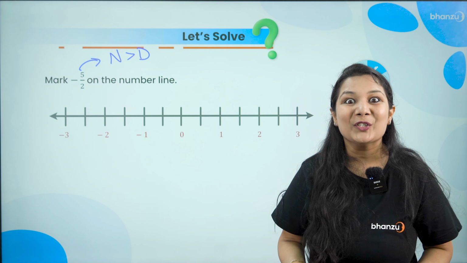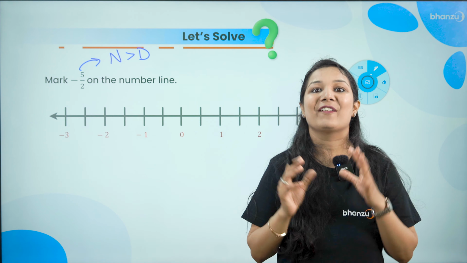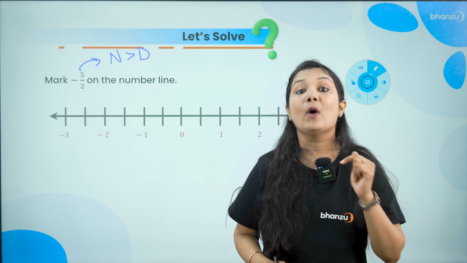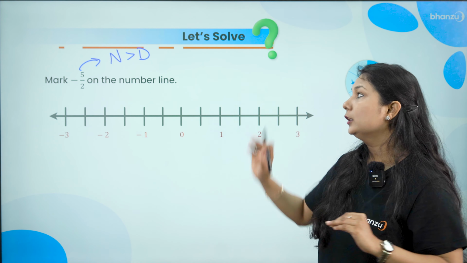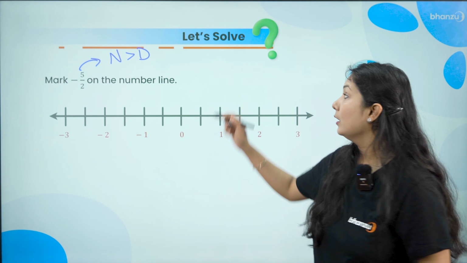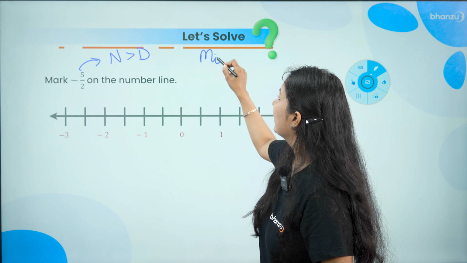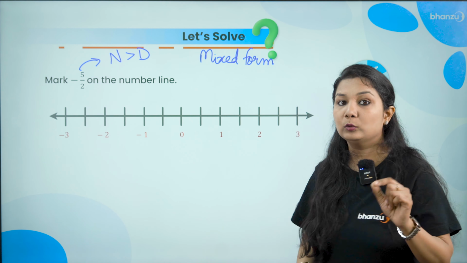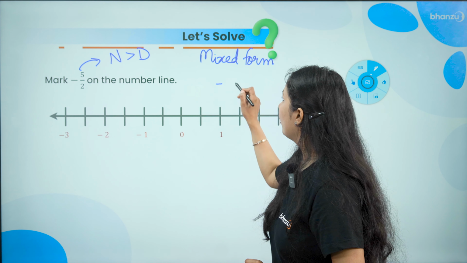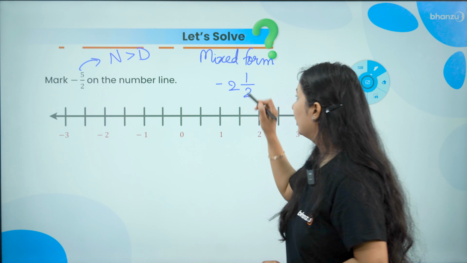So what you are going to do? In this particular case, if it's an improper fraction, it's not a fraction first of all, it's a rational number. But because the numerator is greater than the denominator, you are going to convert it in mixed form. Right? Why do we do that? That I am going to tell you. So mixed form is minus 2, 1 by 2.